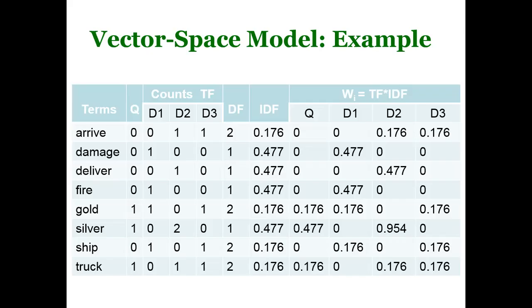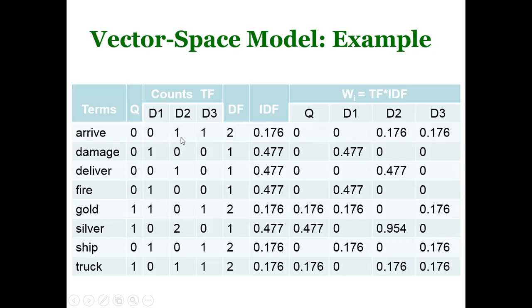Sometimes on the exam, I am observing that TF-IDF is calculated in the form of IDF. But actually, we have to calculate TF-IDF of every term in every document. So we are calculating TF-IDF of arrive in the query, in document 1, in document 2, and document 3. That means what? In the query, we have TF 0, 0 times IDF 0.176 is 0. In document 1, we have 0 TF multiplied with IDF, again 0.